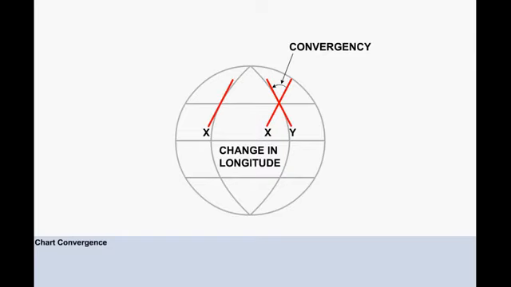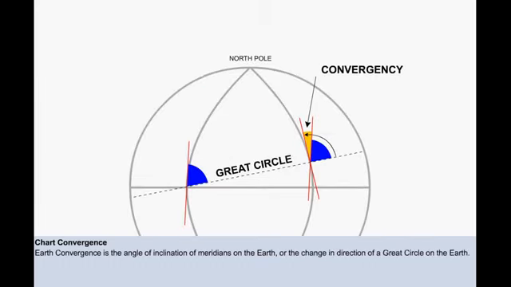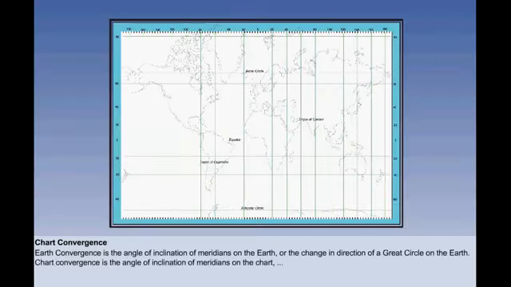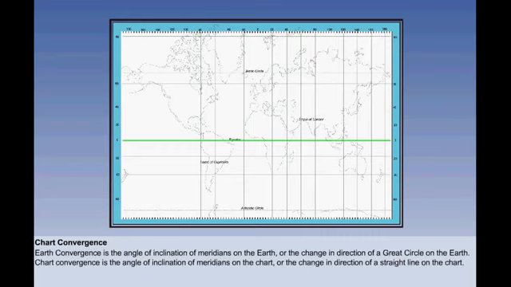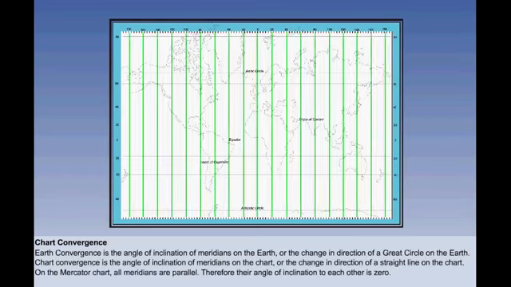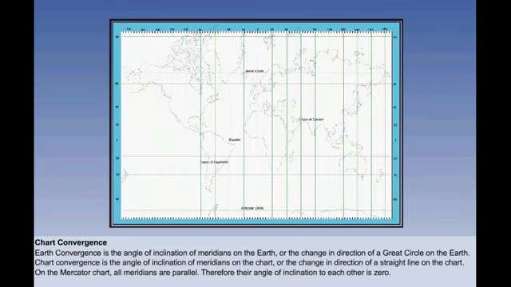We have already covered the concept of Earth convergence, or convergency, in a previous lesson. It is the angle of inclination of meridians on the Earth, or the change in direction of a great circle on the Earth. Chart convergence is the angle of inclination of meridians on the chart, or the change in direction of a straight line on the chart. On the Mercator chart, as all meridians are parallel, their angle of inclination to each other is 0. The change in direction of a straight line is also 0.